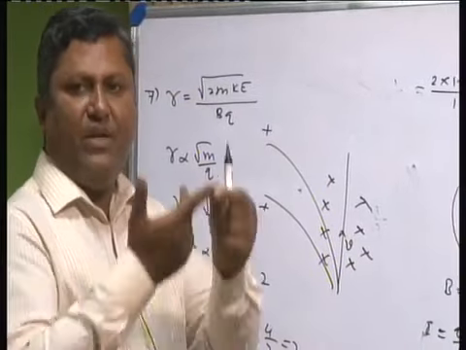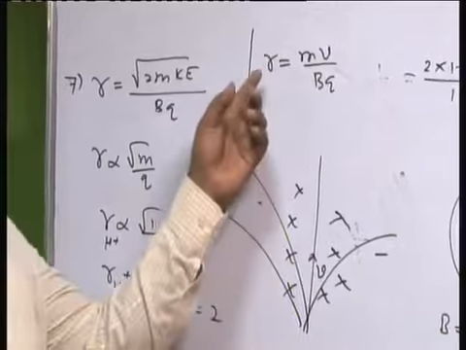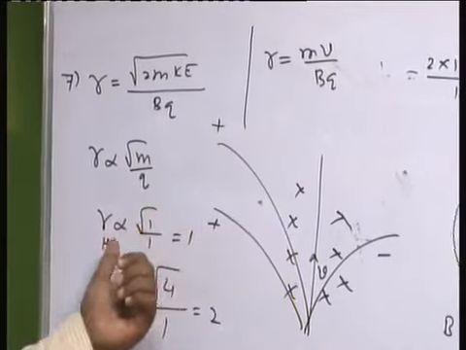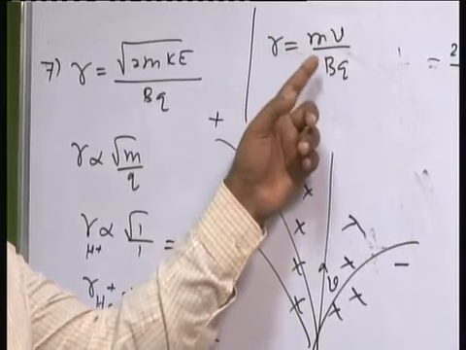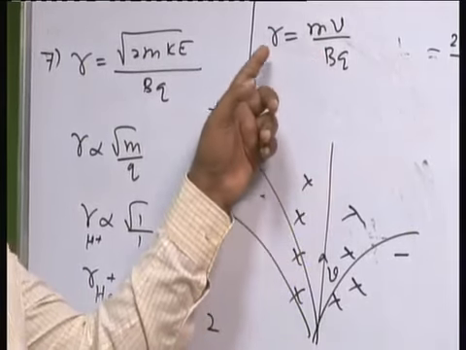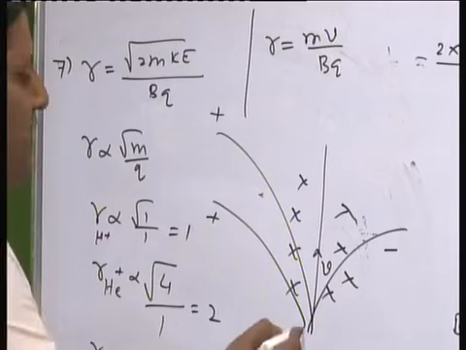Okay. So here what happens, if you use this expression, that is R equals mv divided by BQ. Okay. So R mainly depends upon m and q because v and B are the same. So as you know, for H plus ions, m and q will be less. Therefore, R will be less. If R is less, this is the path.